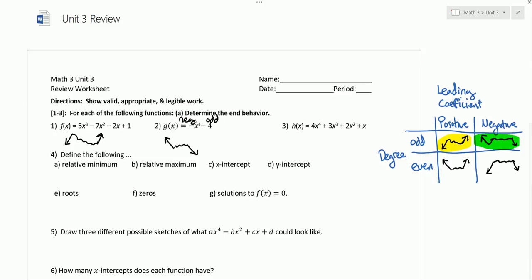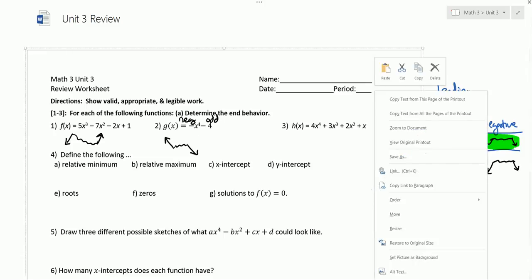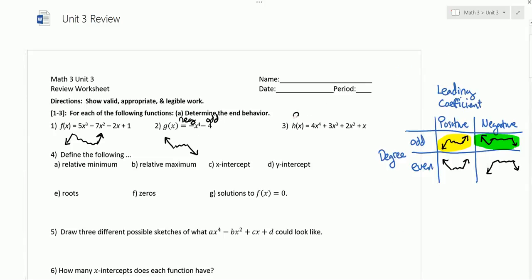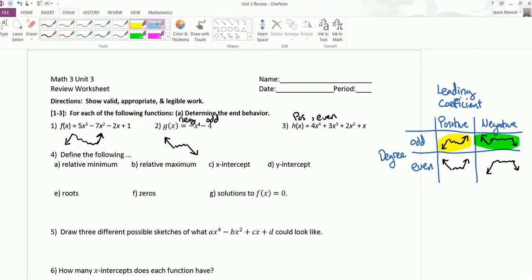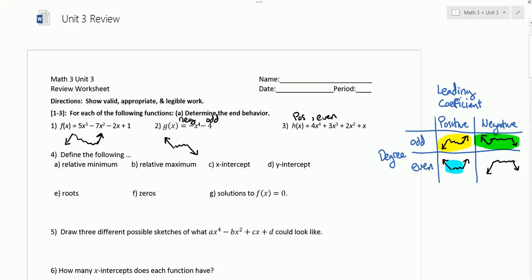And in the third case, we have an even degree and a positive leading coefficient. So positive leading coefficient, even degree. The leading coefficient is +4. The degree is also a +4. So both are even. I'll highlight our scenario here in blue. Both sides are pointed up. Left side's pointed up, right side's pointed up. They both go to infinity.